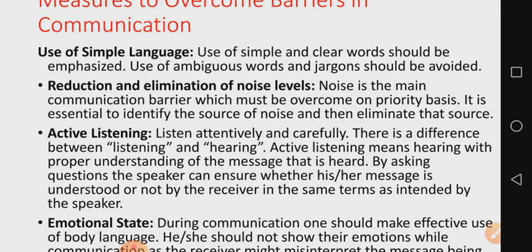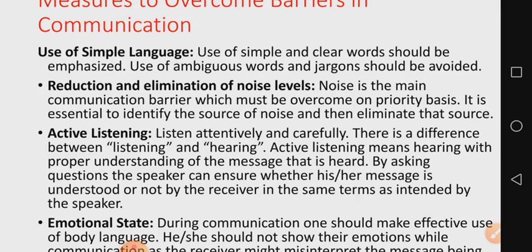Third, and one of the most important features in communication, is called active listening. Now this is a huge topic that we should discuss someday, like how to be a good listener. You are hearing my voice, but how many of you are listening carefully, understanding it, and able to comprehend it? That is a different thing.